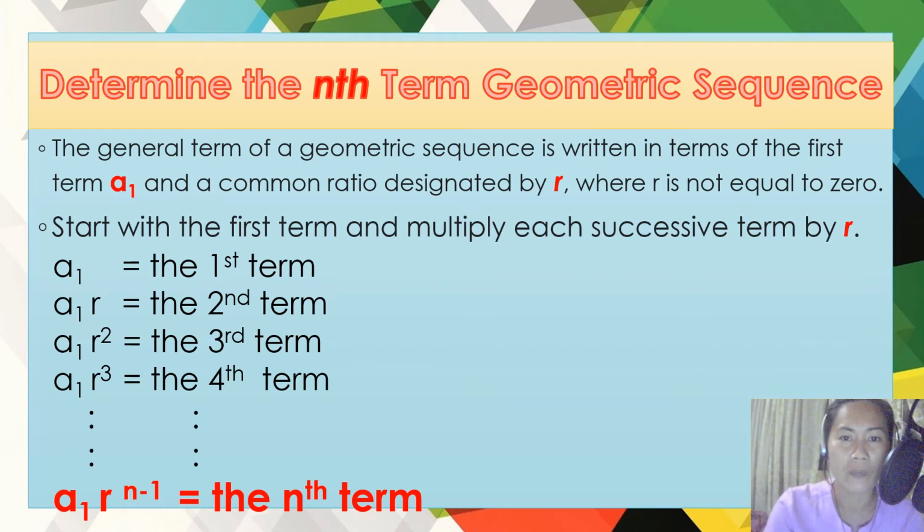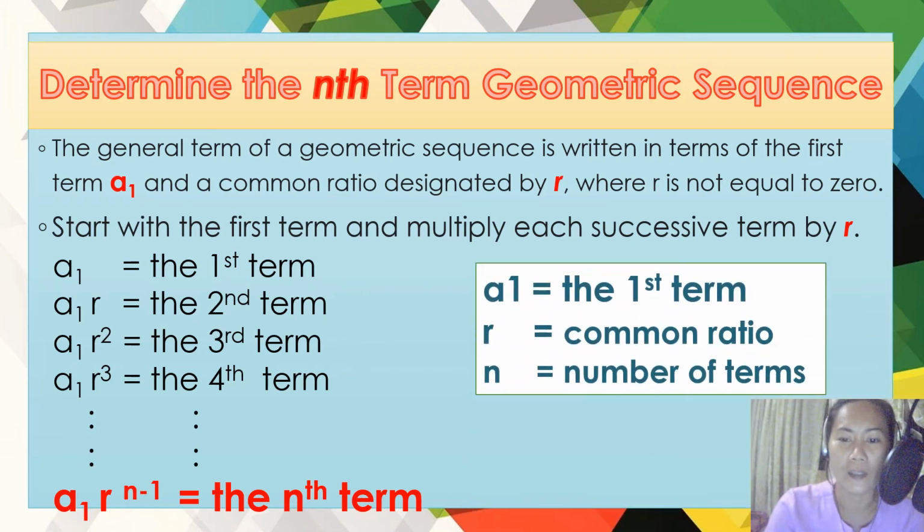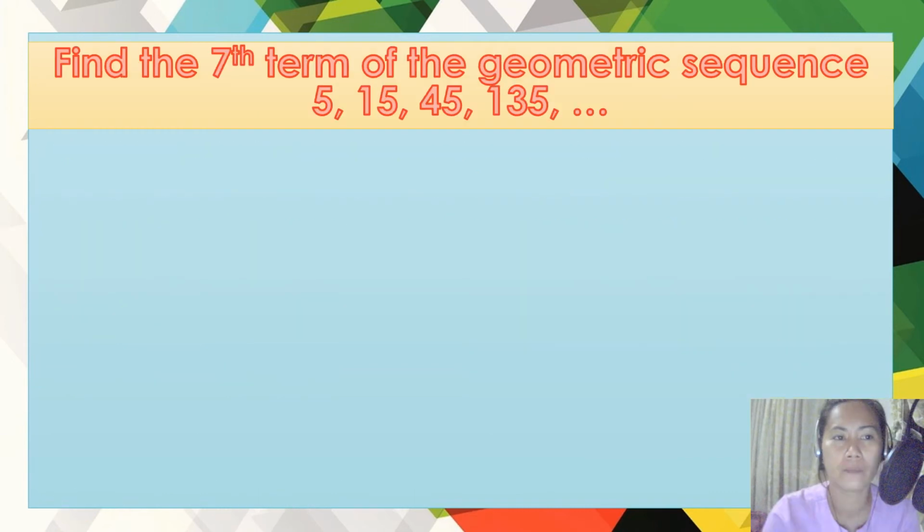Observe that the exponent of r is one less than the number of terms. Therefore, the formula in finding the nth term of a geometric sequence is a sub n equals a sub 1 r raised to the power of n minus 1, where a sub 1 is the first term, r is the common ratio, and n is the number of terms.